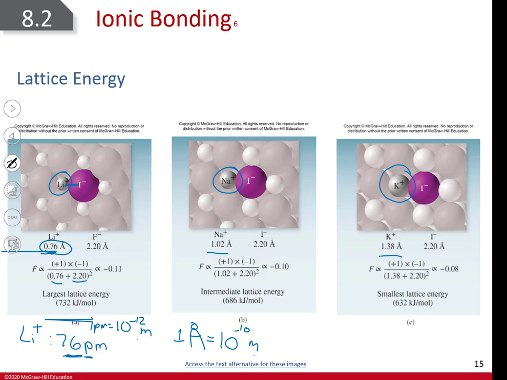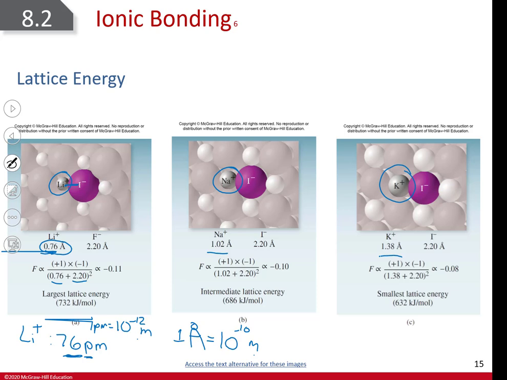So if the question is just which of these 3 has the biggest lattice energy and which has the smallest, they all have the same charges. What we're looking at is the distance. And since they all have iodine, we're looking at the radius of the cation in this case. So the bigger the radius, the bigger the distance.